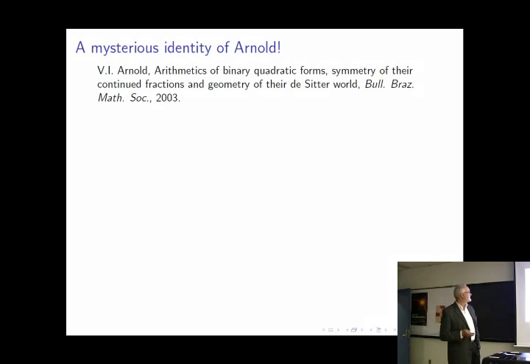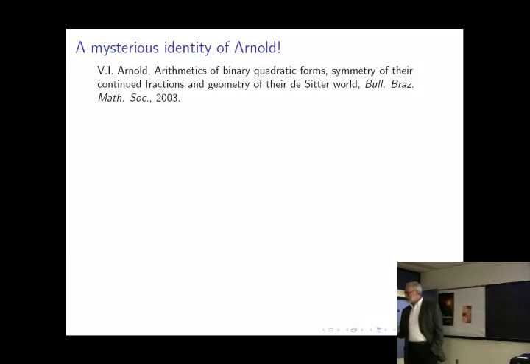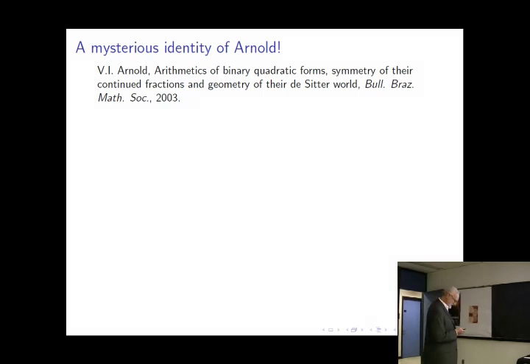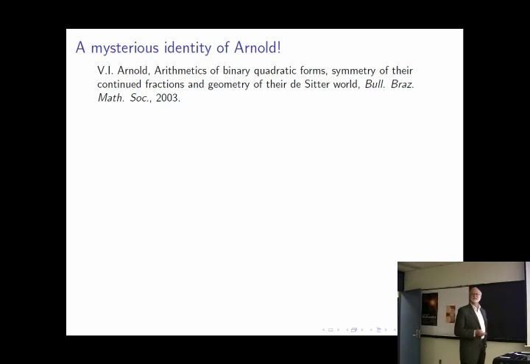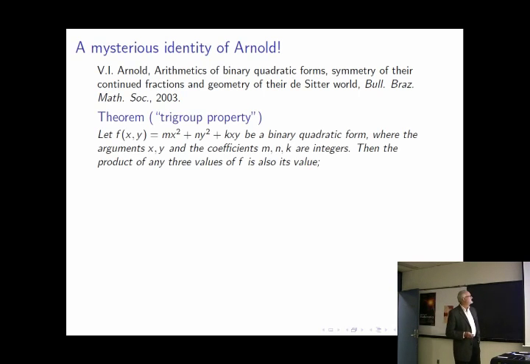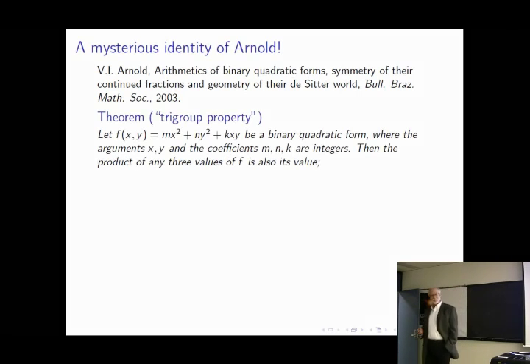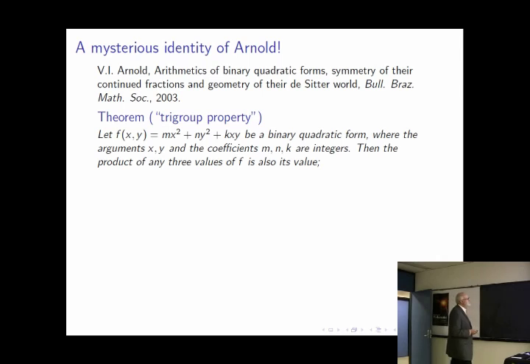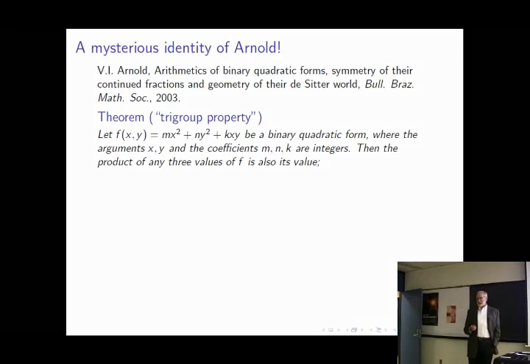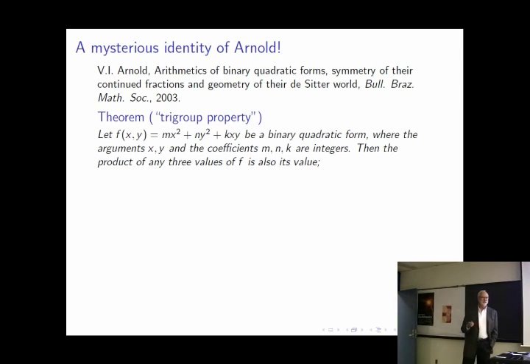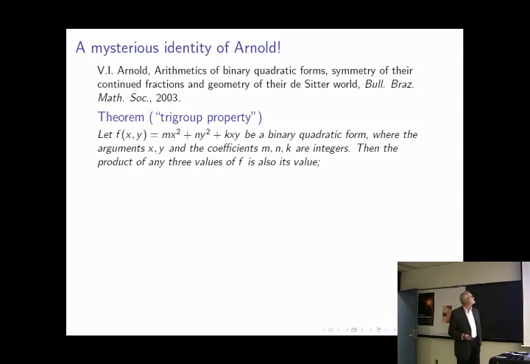I have to admit that I at least paid attention through the second line of the paper, and I came across the following amazing theorem. This is not a mysterious identity of our own Brian Arnold, but this is Vladimir. Make that clear up front. So here's the statement of the theorem. This happens 2 lines into the paper, and Arnold calls this the trigroup property, a word which I've never seen used in any other context before or since.